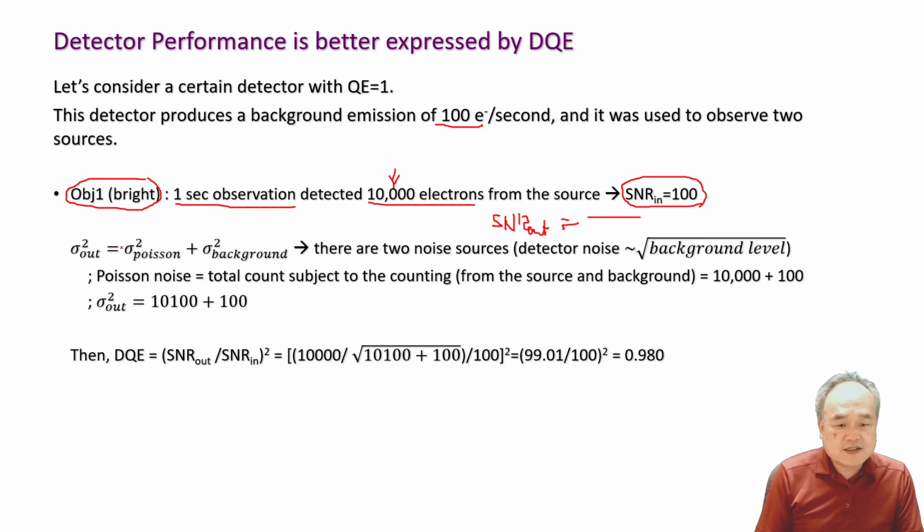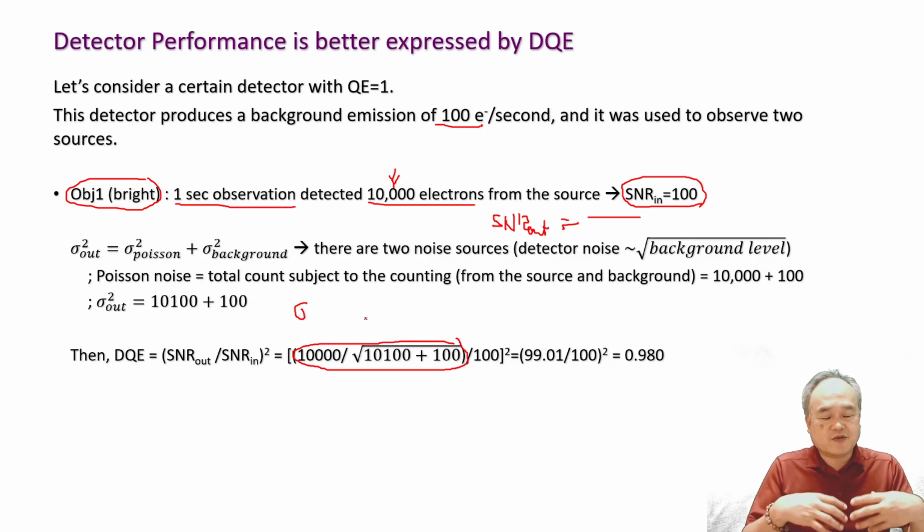So sigma Poisson to the square is 10,100, and the background produced 100 counts, so the background noise to the square is 100. So the total uncertainty to the square is 10,100 plus 100. So the output uncertainty sigma out is the square root of 10,100 plus 100, and this portion is the signal to noise ratio out.